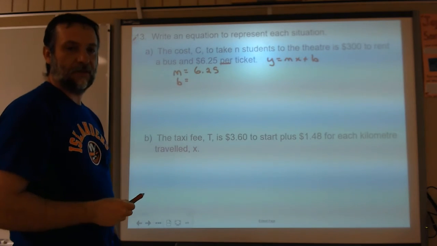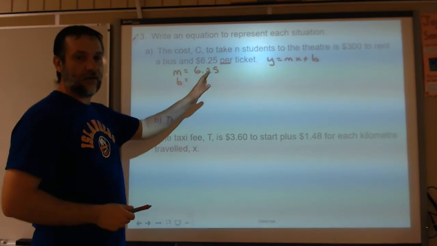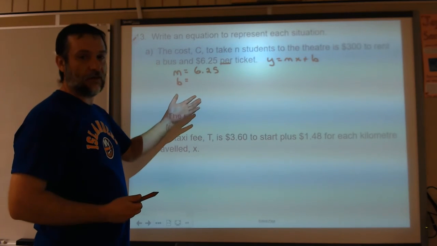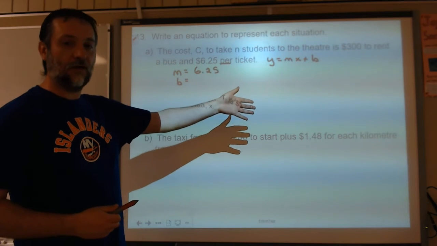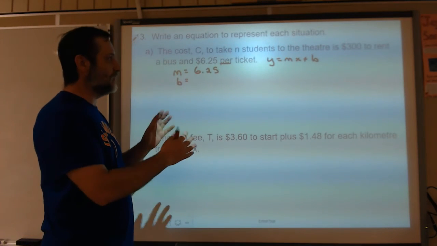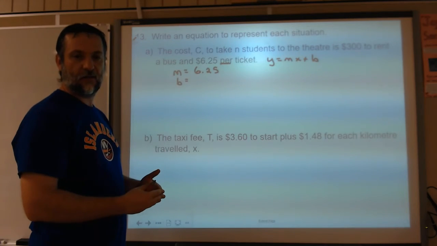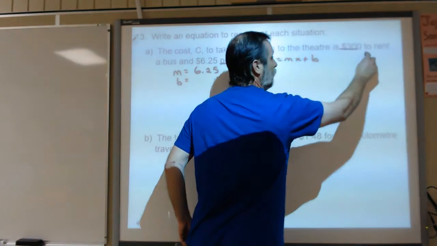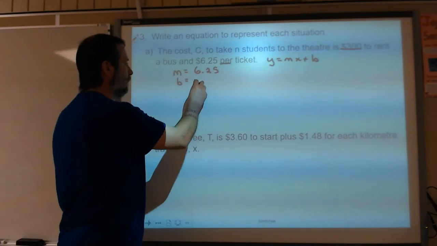My y-intercept is going to be my starting point. If no tickets were purchased, how much would this trip cost us? Well, it's $300 to rent the bus regardless of the number of students. So even if the number of students was 0, it would still cost us $300. That is our starting point, so that would be my y-intercept.